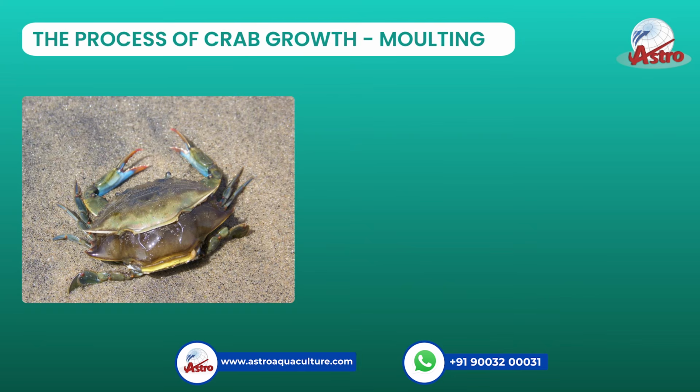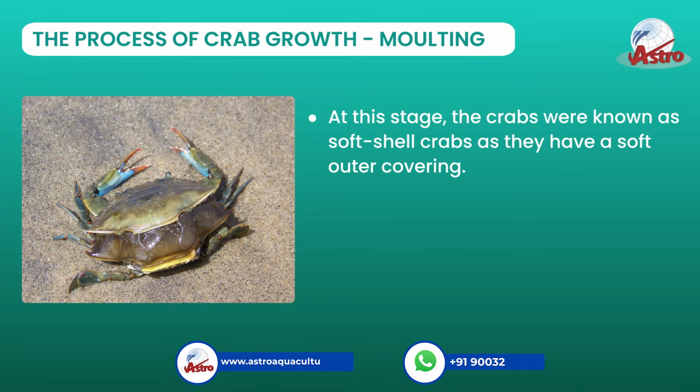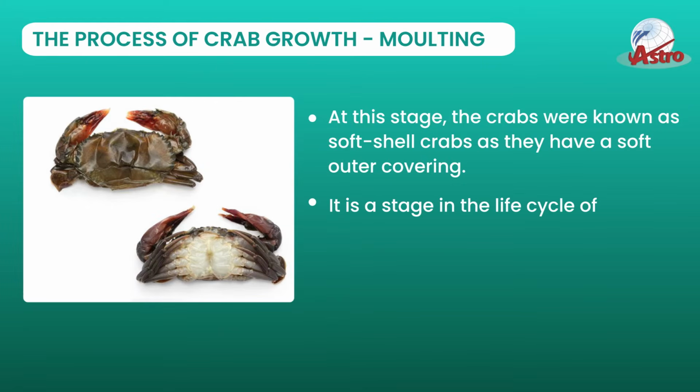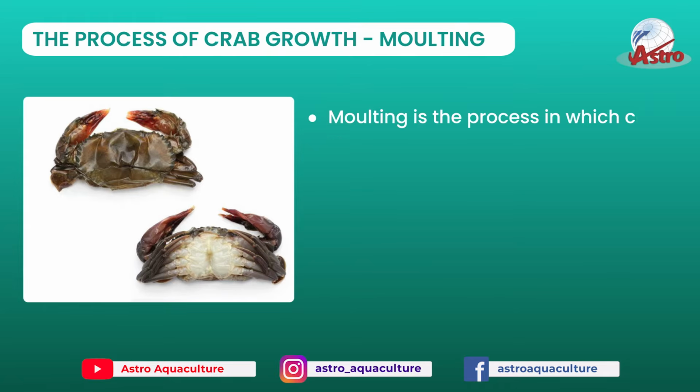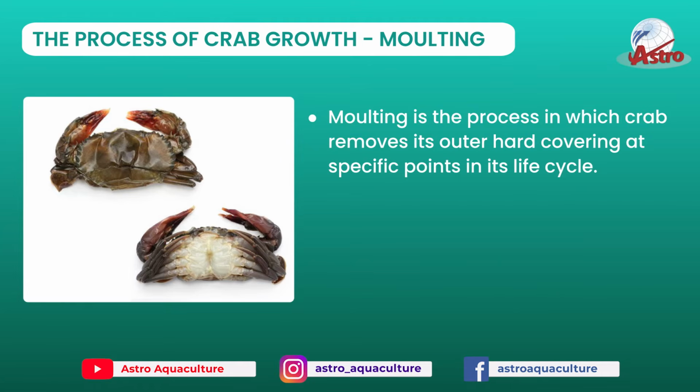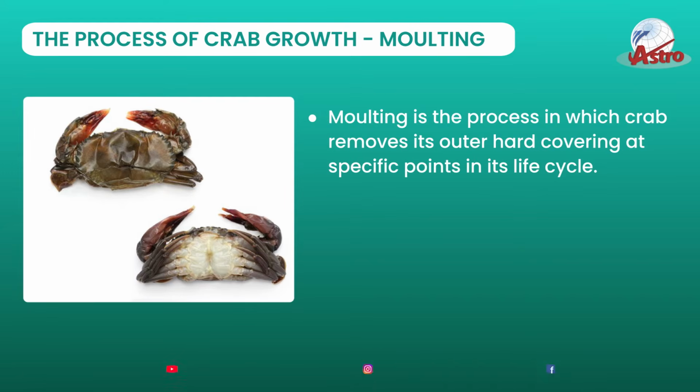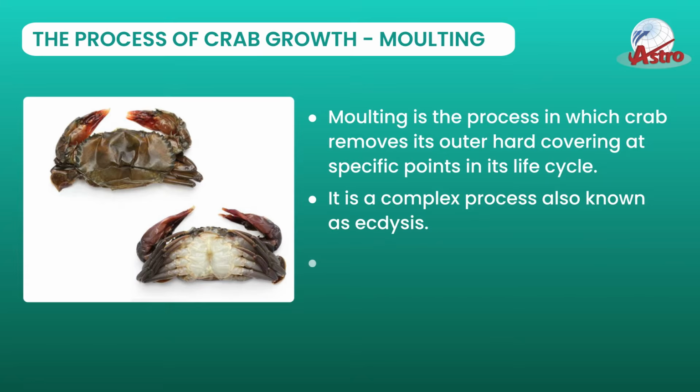The process of crab growth, molting. At this stage, the crabs are known as soft shell crabs as they have a soft outer covering. It is a stage in the life cycle of crabs. Soft shell crabs aren't a different species. Molting is the process in which a crab removes its outer hard covering at specific points in its life cycle. It is a complex process also known as ecdysis.